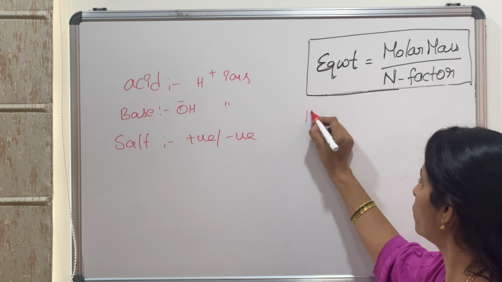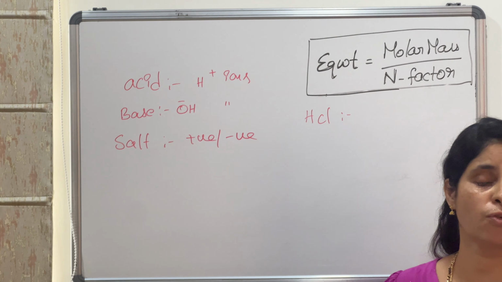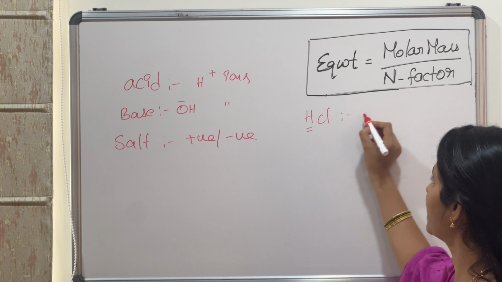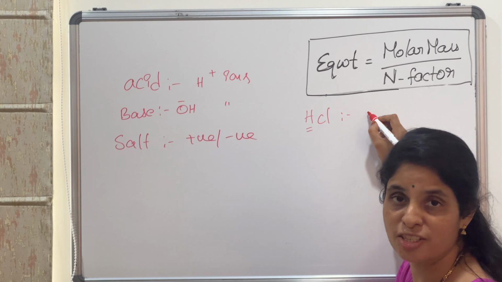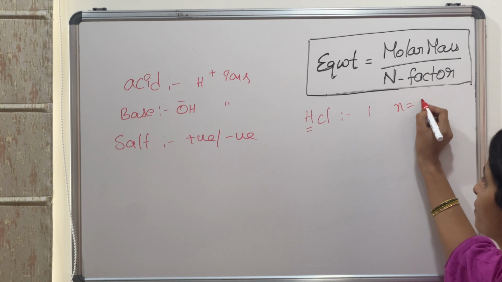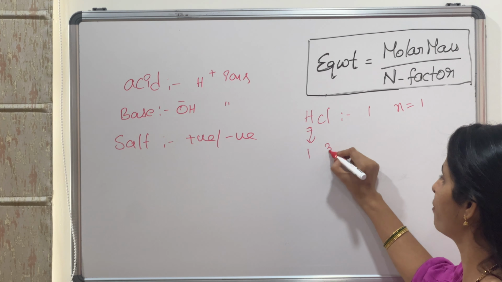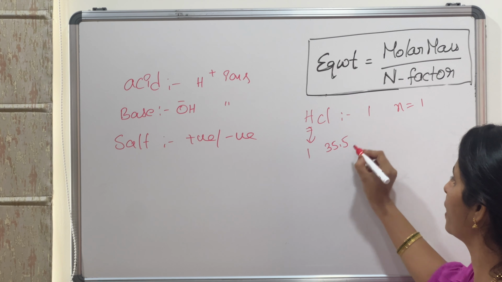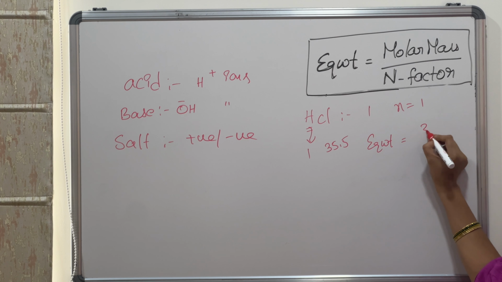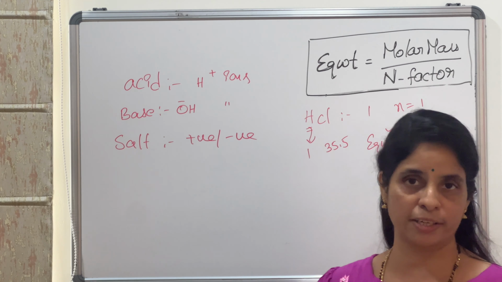If you take HCl, it is an acid. For an acid, what is the n factor? It is the number of replaceable H+ ions. How many replaceable H+ ions are there in HCl? It is 1, so n is equal to 1. Now calculate the molar mass. Hydrogen is 1 and chlorine is 35.5, so the molar mass is 36.5. Equivalent weight is equal to molar mass 36.5 divided by 1, so equivalent weight is 36.5.